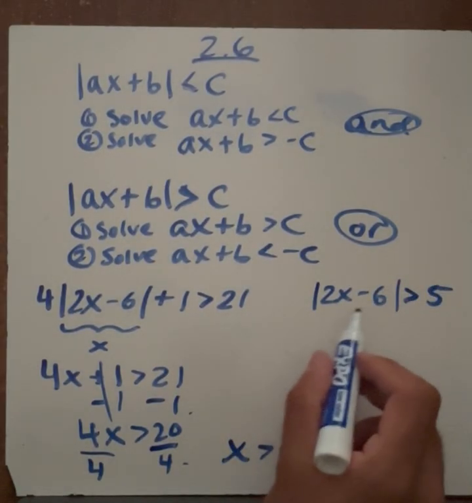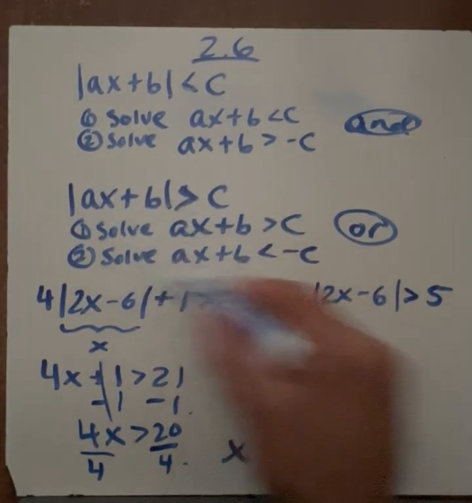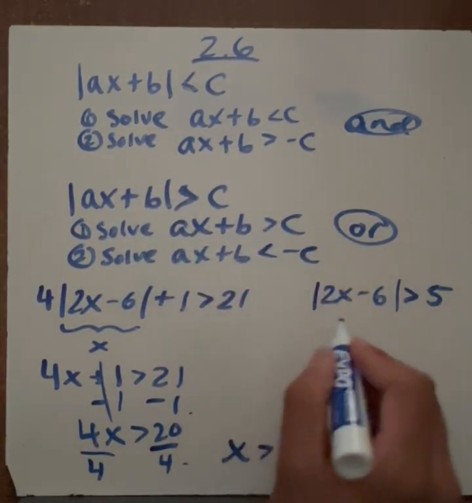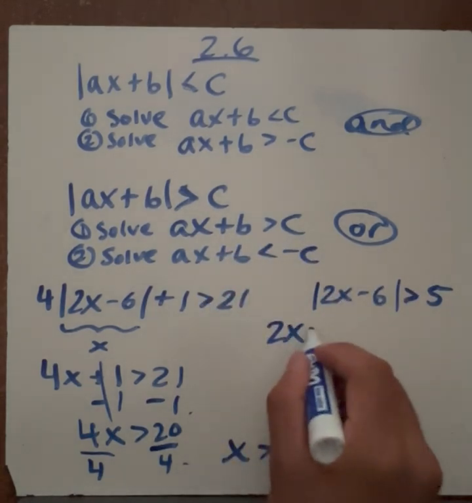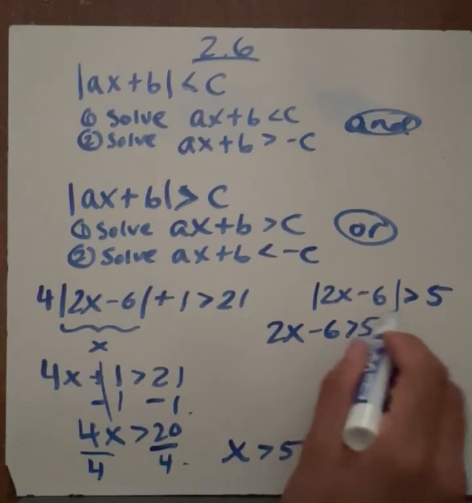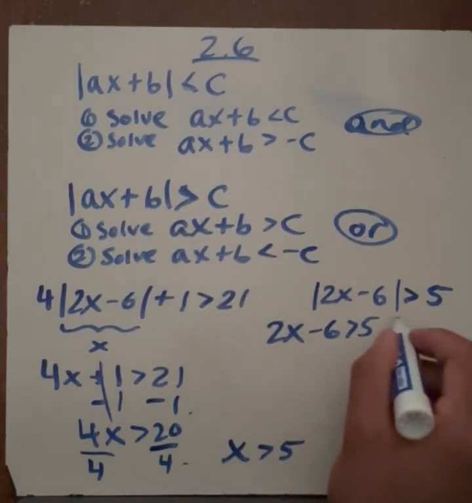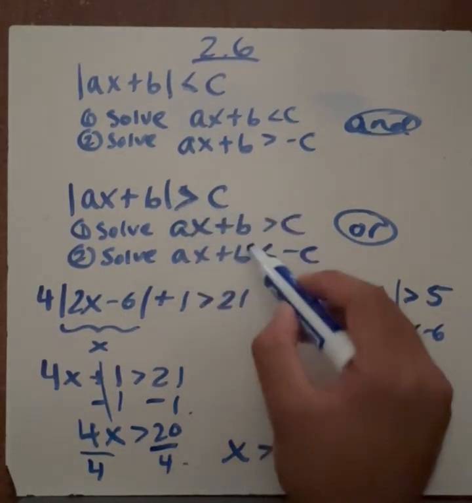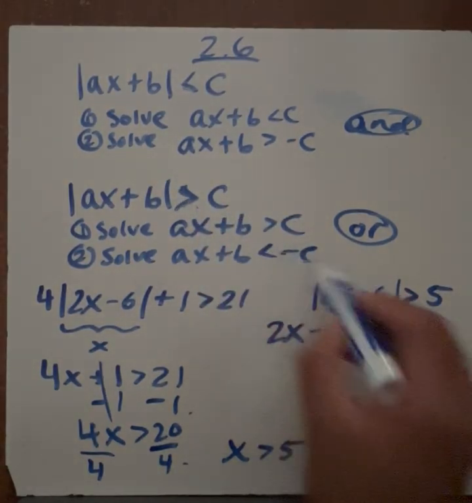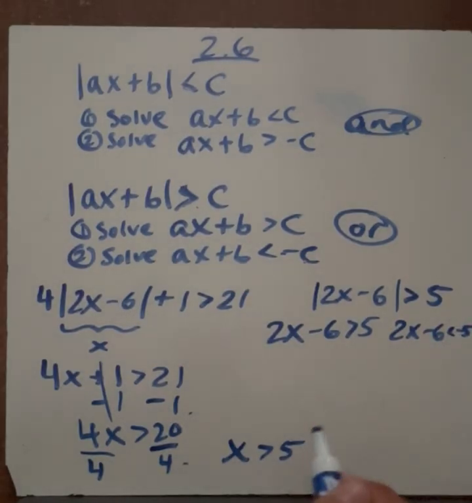Based on this, we're going to use this rule to write these inequalities. So ax plus b is greater than c, which is exactly what we have right now. So 2x minus 6 is greater than 5. The other inequality that we'll solve is inside of our absolute value. So 2x minus 6, and then flip the sign, and then flip the number also. So less than -5.